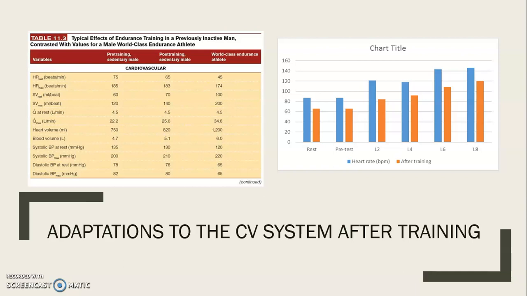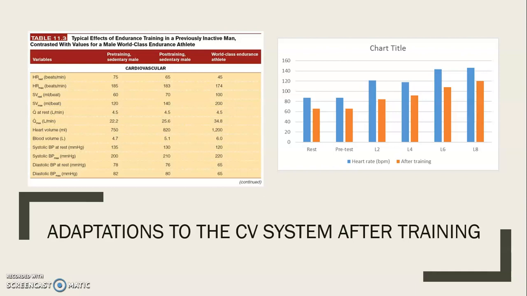The trained person could have a resting heart rate of around 60 beats per minute. This means that their heart rate range is 140 beats. However, an untrained person might have a resting heart rate of around 80 beats per minute. This will mean that they have a lower heart rate range of only 120 beats.